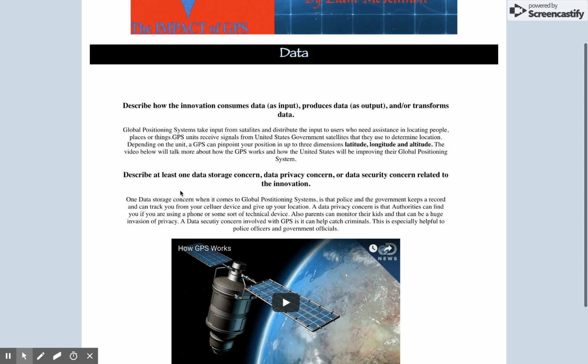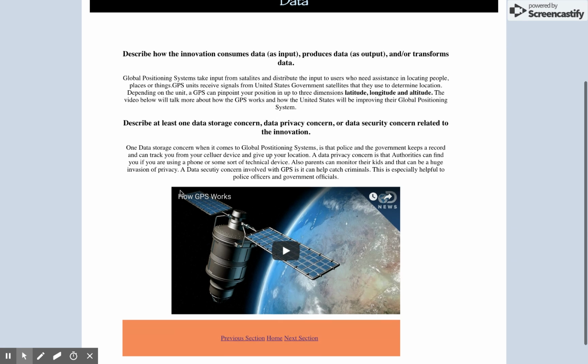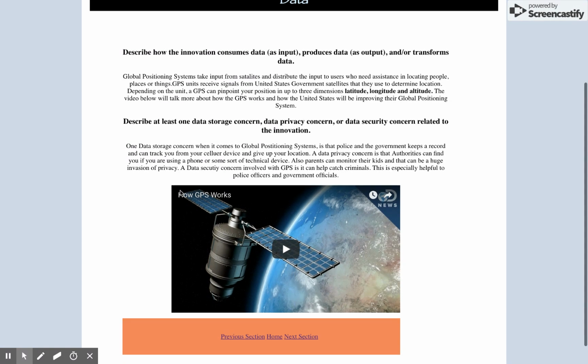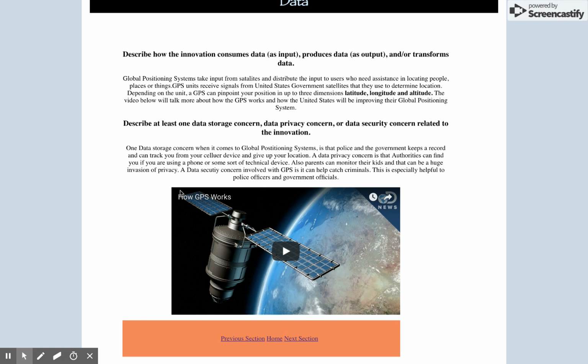Describe at least one data storage concern, data privacy concern, or data security concern related to the innovation. One data storage concern when it comes to global positioning system is that police and government keep a record and can track you from a cellular device or give up your location. A data privacy concern is that authorities can find you if you are using a phone or some sort of technical device by GPS. Also, parents can monitor their kids, and that can be a huge invasion of privacy.